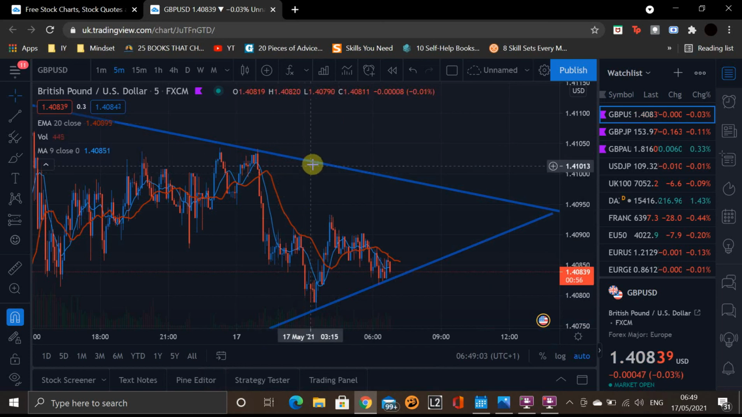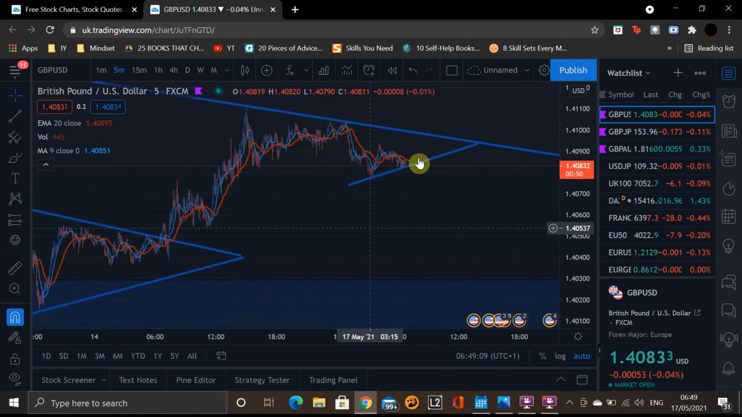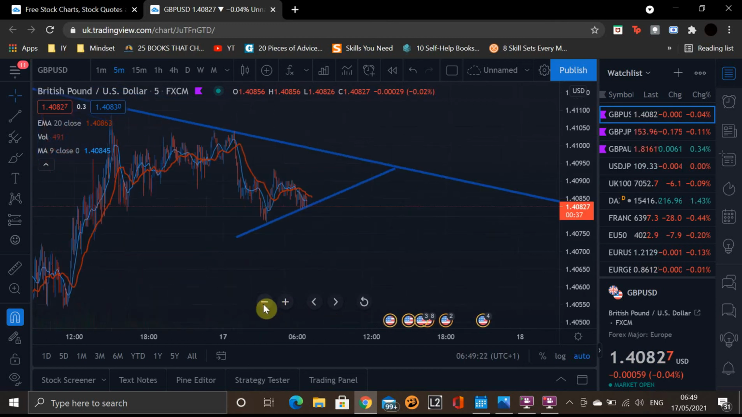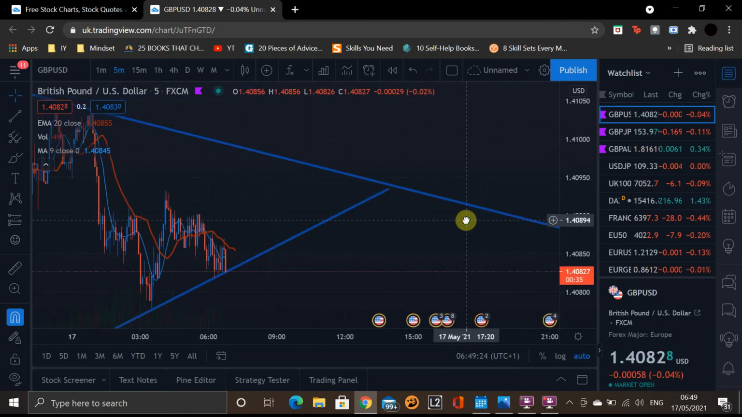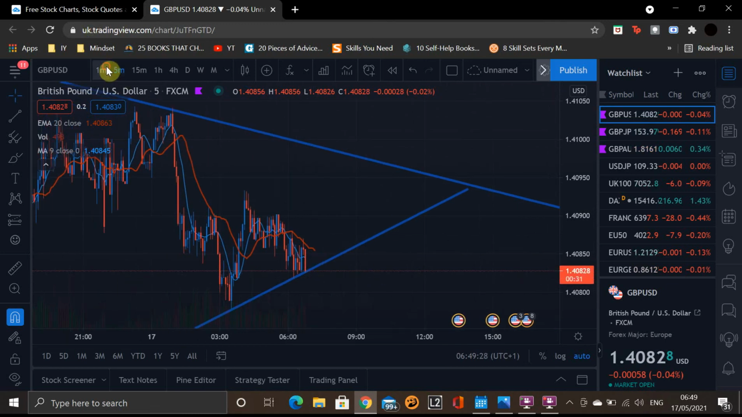So this trend line is clearly being supported. This trend line is clearly being respected. Same with this support. So it has to do something on either part. But yeah, I guess that's my analysis for now.